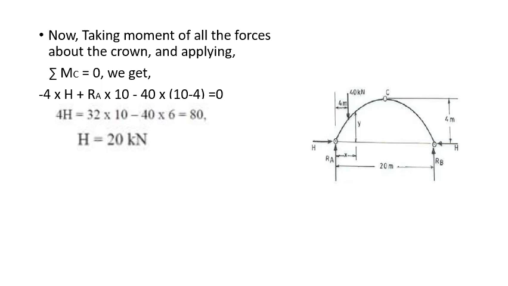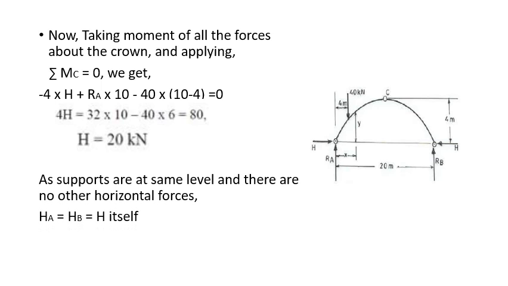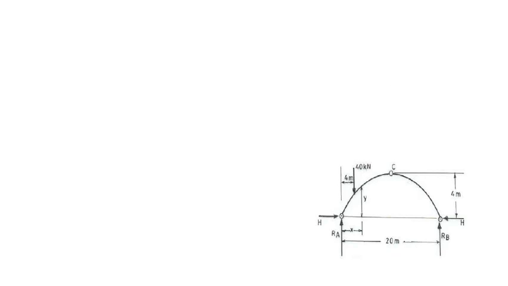So I think it is better to consider the right portion because it has less number of forces. Anyway, I have considered here the left portion. Okay. So as I already told, suppose at the same level, HA is equal to HB. We have found out all the reactions now. Now the next step is to find out the internal forces, that is bending moment, radial shear and normal thrust at the given section.